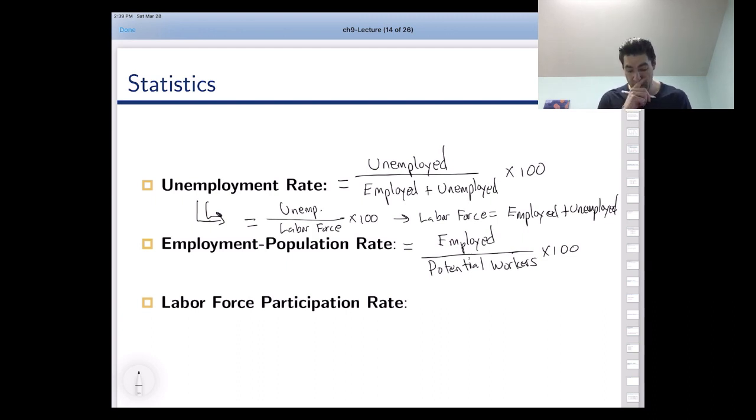And last but not least, we have the labor force participation rate, which is the labor force, employed plus unemployed, divided by the potential workers. The goal of that is to capture how big the group is of those who are not in the labor force. So of the potential workers, how many are either working or looking for work, meaning they're in the labor force, employed or unemployed.